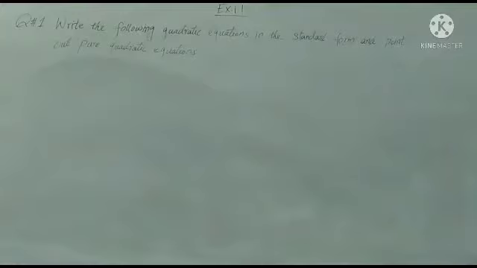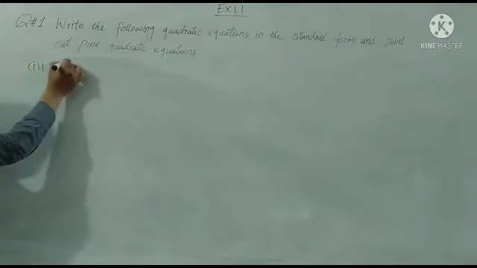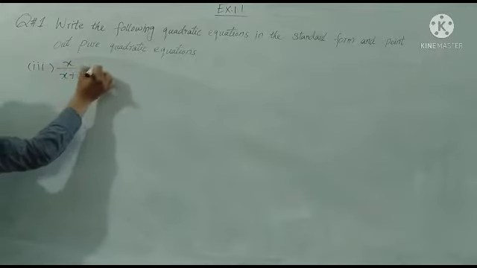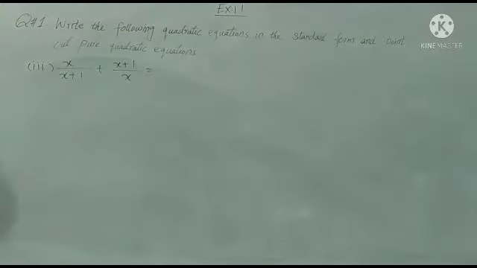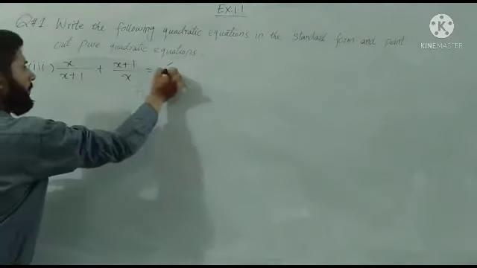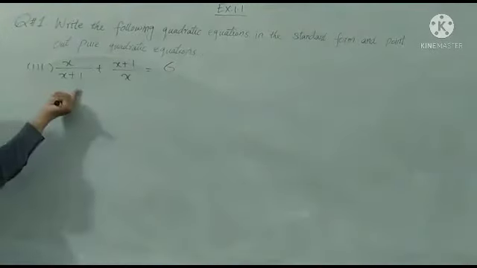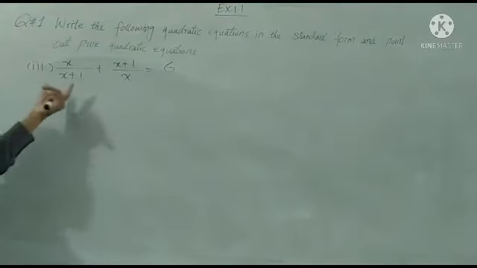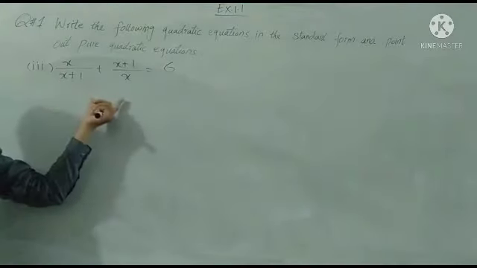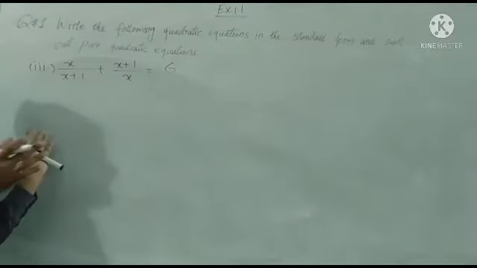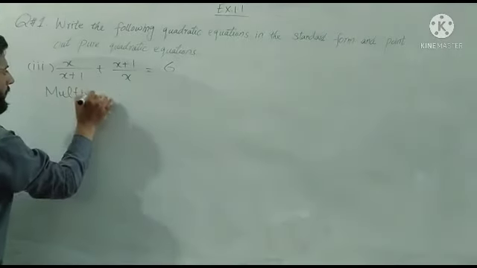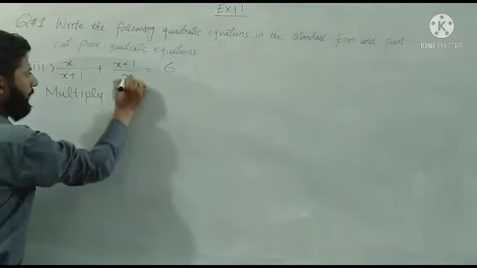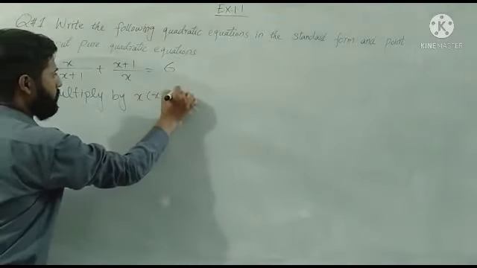Now for the third part, the question given is x over x plus 1 plus x plus 1 over x is equal to 6. So beta, now we can see the denominators, that is x plus 1 and x. Whenever the denominator is given in the form of an algebraic expression, it means we have to multiply. So we will multiply the whole equation by x into x plus 1.